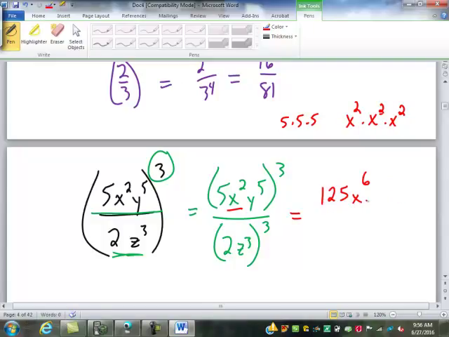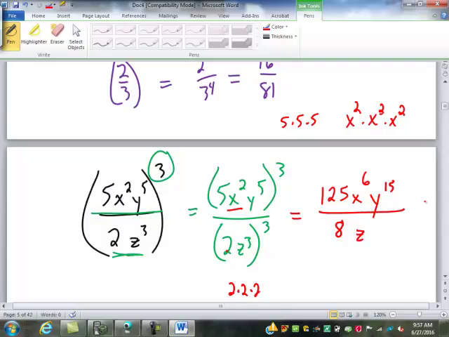So what's next? We have y to the... Anybody want to venture? 15th. Perfect. Over 2 to the power of 3. Careful, that's 2 times 2 times 2, which is 8.